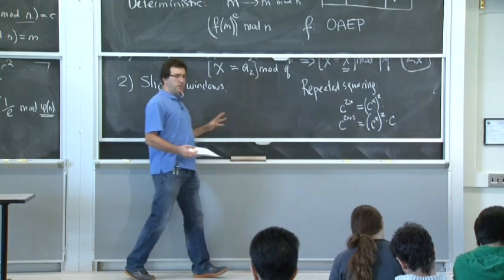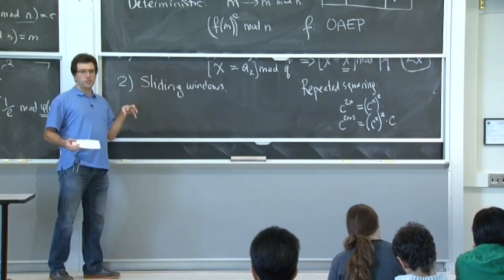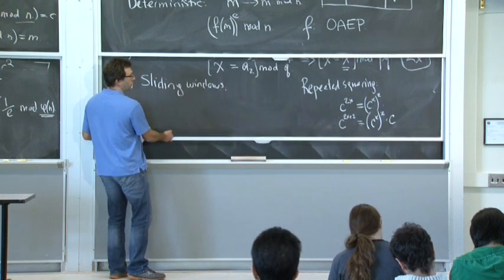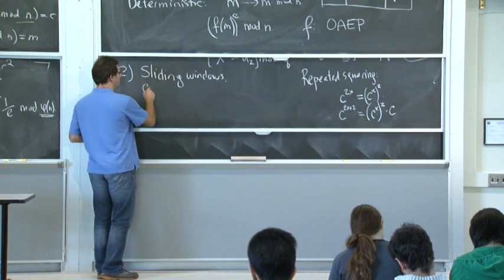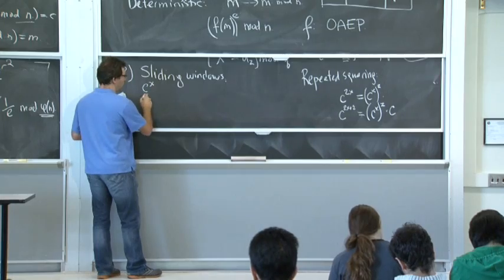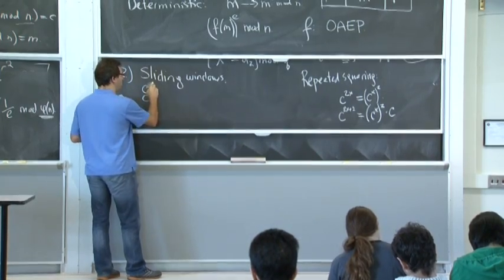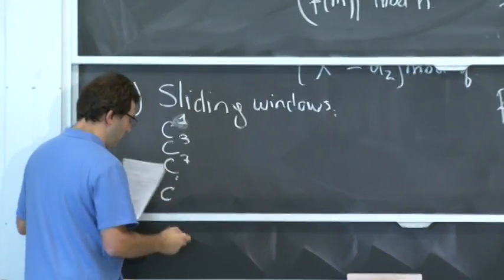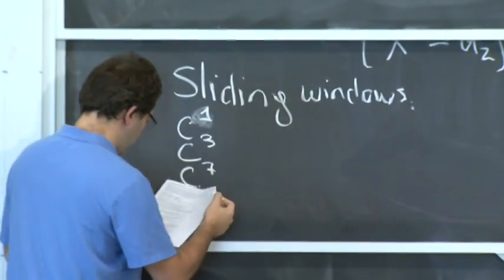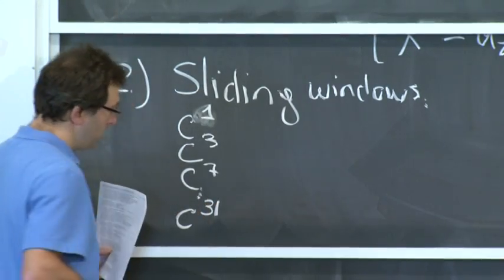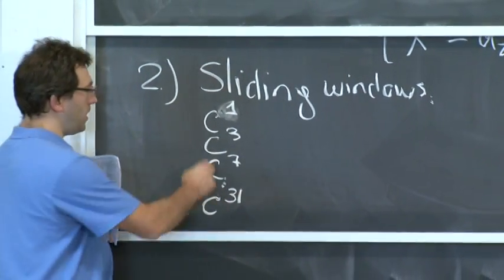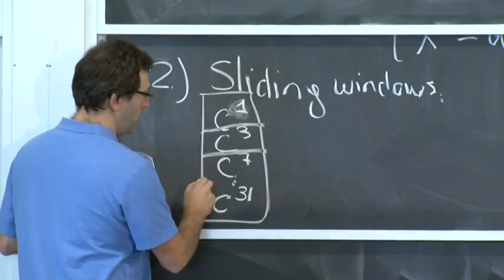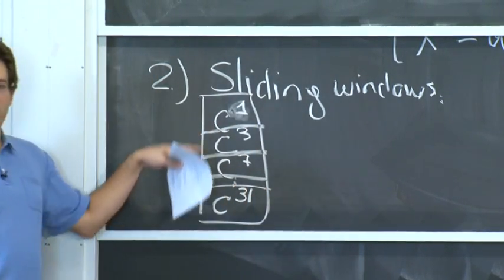So the plan is to pre-compute different powers of c. We're going to generate a table that says, here's the value of c to the 1, here's the value of c to the 3, c to the 7. And I think in OpenSSL, it goes up to c to the 31st. This table is just pre-computed when you want to do some modular exponentiation. You're going to pre-compute all the slots in this table.